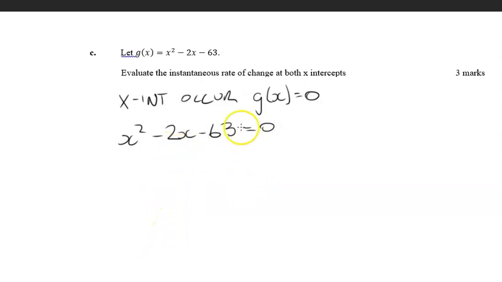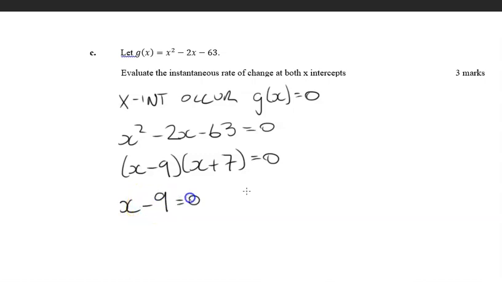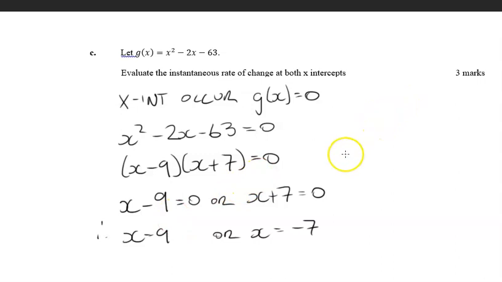We need to find two numbers that when multiplied together give us negative 63, and when added together give us negative 2. Those two numbers are minus 9 and plus 7. Factorizing gets us to this point, and then we can use the null factor law to get x minus 9 is equal to 0, or x plus 7 is equal to 0. Therefore, x is equal to 9, or x is equal to negative 7. So we've got our x-intercepts, which is awesome.